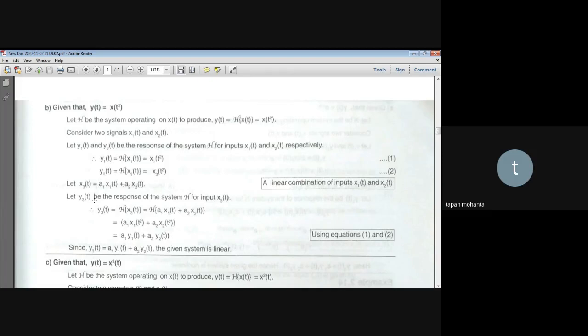Similarly, now we can find the corresponding response. So x3 of t is a1 x1 of t plus a2 x2 of t. That corresponding signal is given to the system, so y3 of t is equal to h of x3 of t, which is h of a1 x1 of t plus a2 x2 of t. Then we find a1 x1 of t square plus a2 x2 of t square. That is a1 y1 of t plus a2 y2 of t, because from the equations y1 of t and y2 of t are the outputs.